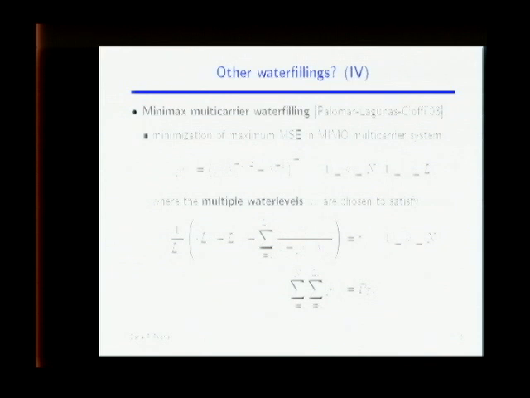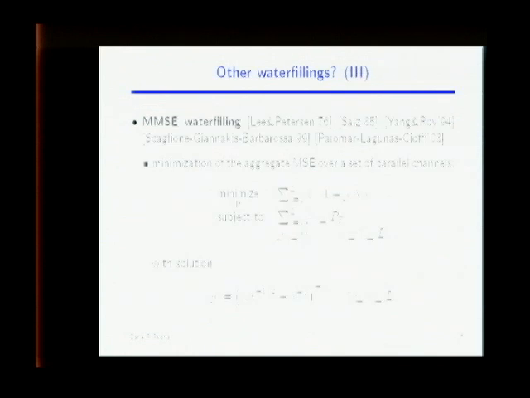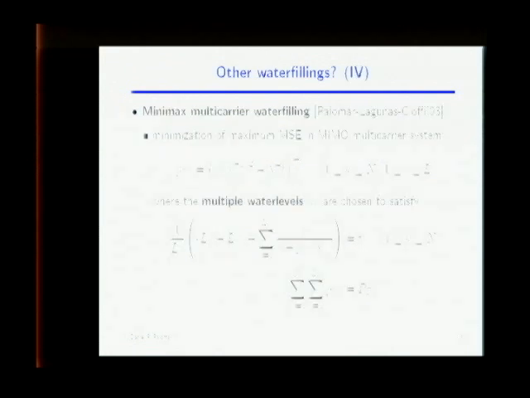Okay? And before, we always had to find the water level to satisfy the power constraint with equality. Right? Here it's more complicated. Here we need to find all these water levels to satisfy the power constraint with equality and also these strange constraints. So this is a more complicated water filling.